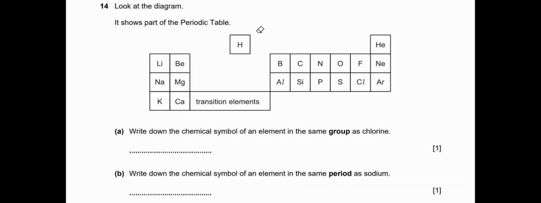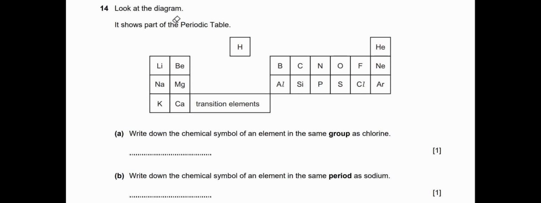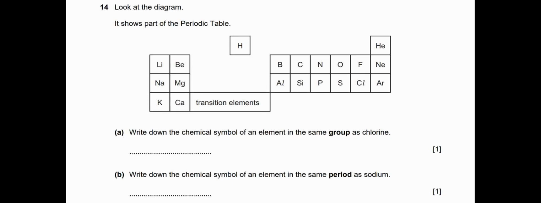Question 14. Look at the diagram. It shows part of the periodic table. Write down the chemical symbol of an element in the same group as chlorine. So chlorine is here. The same group is this one vertical line, so it will be F.